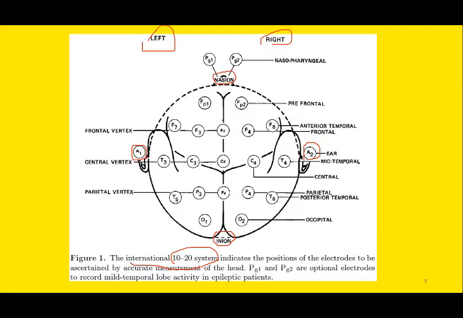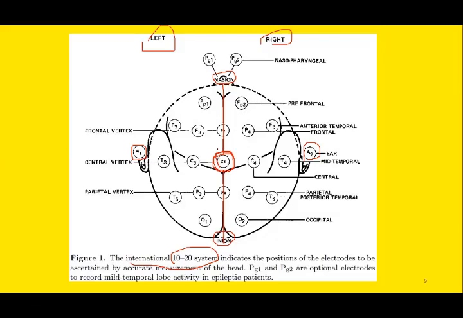So nasion is placed anteriorly, inion is the posterior end, and this is the midline. Here you can see the midline or the sagittal line, which runs vertically over the skull, and this is the ground electrode that you have placed over the center of the skull. C stands for the central electrode. So you have placed the central electrode at the center of the skull. So this is usually the ground electrode.